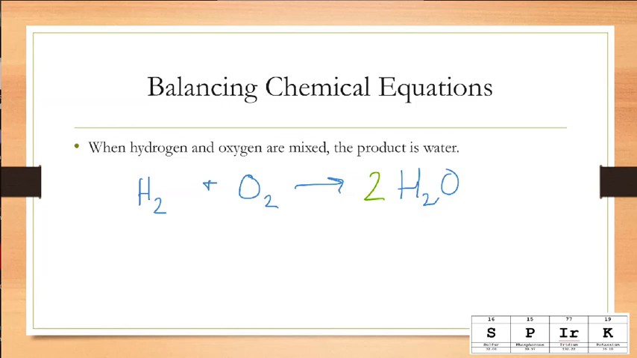But if you look at that, we also altered our number of hydrogens. So we take that 2, multiply it by the subscript 2 in the hydrogen. So now we have 4 hydrogens on this side. So we have 4 hydrogens and 2 oxygens. And on the left side, we only have 2 oxygens and 2 hydrogens. So to fix that, we can add a 2 here. And now on this side, we have 4 hydrogens and 2 oxygens. So now we have a balanced equation.